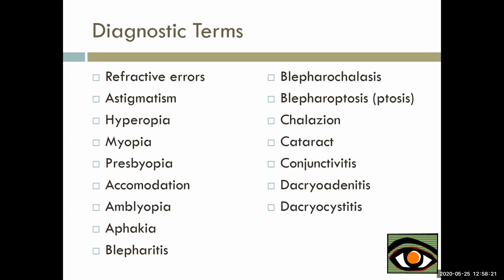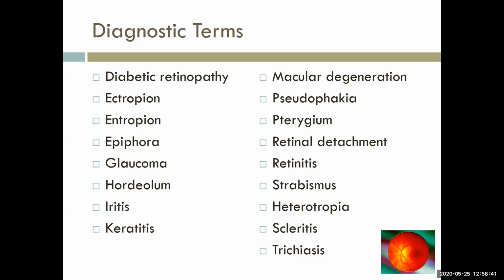Conjunctivitis would be inflammation of the conjunctiva, often caused by bacteria, referred to as pink eye. Dacryoadenitis, inflammation of the lacrimal gland, and dacryocystitis is inflammation of the lacrimal sac. Diabetic retinopathy is a disease related to diabetes, where people have capillary leakage, bleeding, and new vessel formation, leading to scarring and loss of vision related to lack of perfusion from diabetes.